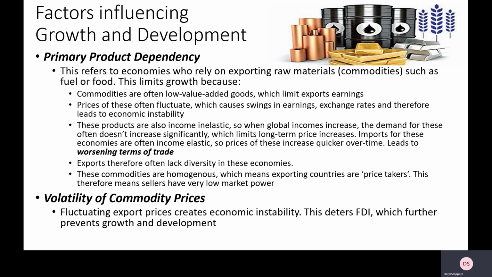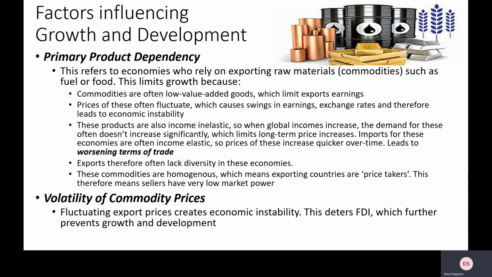Now, the problem with these commodities is that they are often low value added goods. So in other words, when you dig them out of the ground or you grow them, there's not a lot else you can do to them to generate additional incomes. That therefore means that when these things are exported, the export earnings tend to be very, very low on these products. And that limits the injection of cash and the earnings available within the economy.